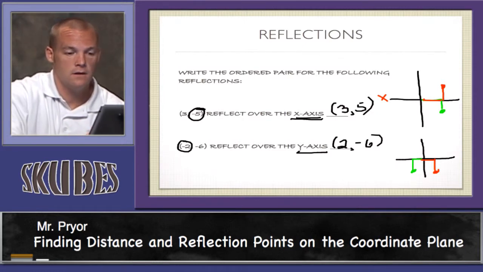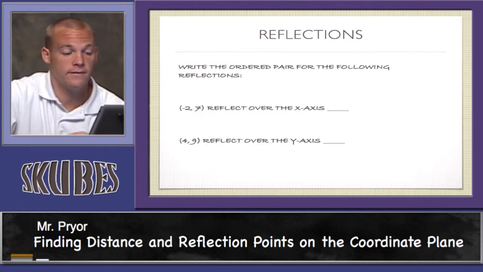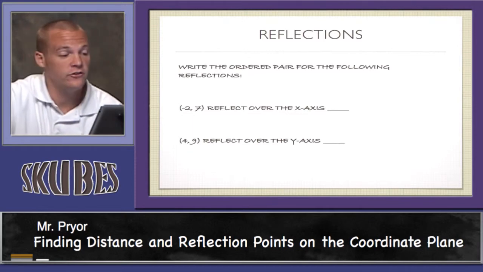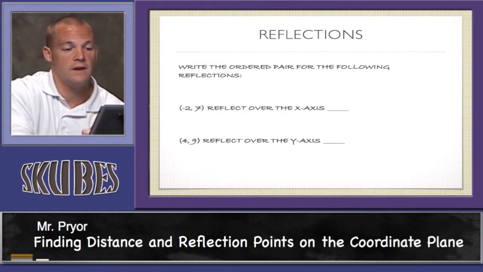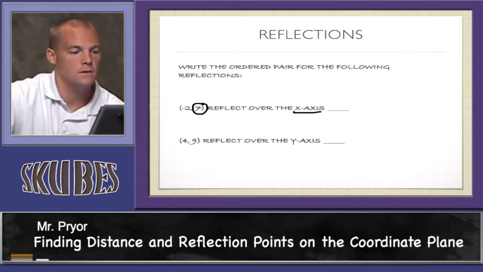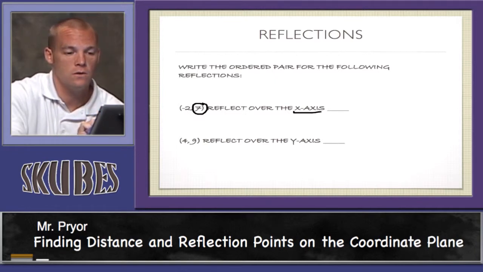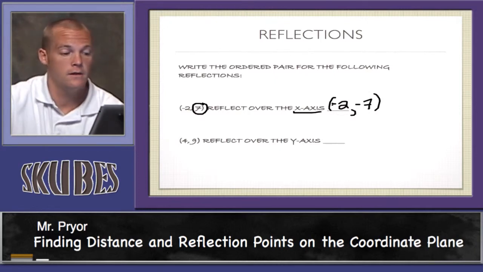Okay? Let's look at just a couple more of those. All right, and you can try them on your own if you have time, or you can still watch. If you're not understanding, keep watching. -2, 7 reflect over the x-axis. That means we're going to actually modify the y-coordinate. All right, so it was originally -2, +7, so our new coordinate is going to be -2, -7, changing that sign. All right, and again, sketch it out if you're not quite sure.